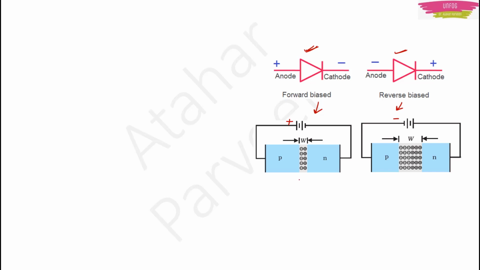Now also remember that in forward bias, the width of the depletion layer is very less. But in reverse bias, the width of the depletion layer is more. Actually, something is happening when you connect the PN junction diode in forward bias, and something else is happening when you connect it in reverse bias. I will tell you what is happening.